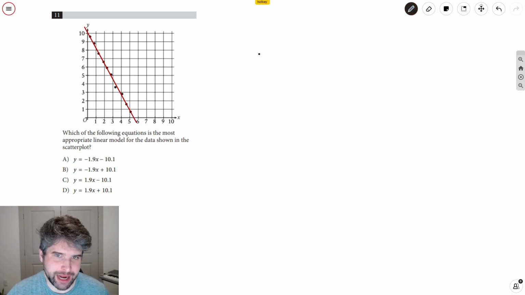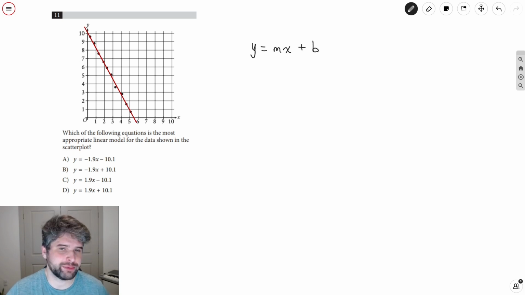The equation of a line in y-intercept form, and these are all in y-intercept form, is y equals mx plus b. y is always going to be y, x is always going to be x. But m and b are going to be numbers. They are constants, fixed numbers. For example, if we look at choice C, m is 1.9. That is the slope of the line. The y-intercept of the line, according to this equation, is negative 10.1.